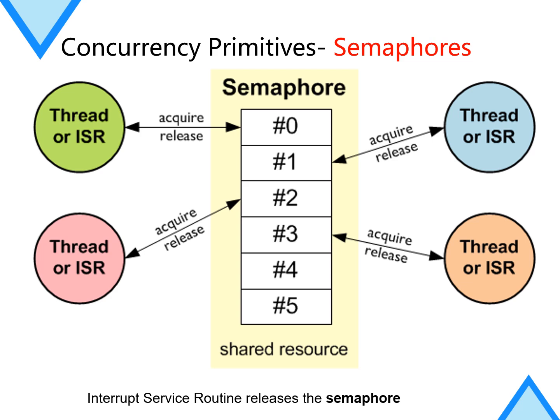This is a typical example which shows a concurrency primitive in the form of a semaphore. We have shared resources and a semaphore variable with values 0, 1, 2, 3, 4 and 5. And here we have multiple threads. In the diagram, 4 threads are shown.